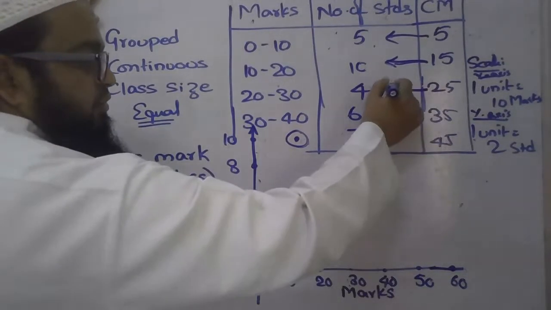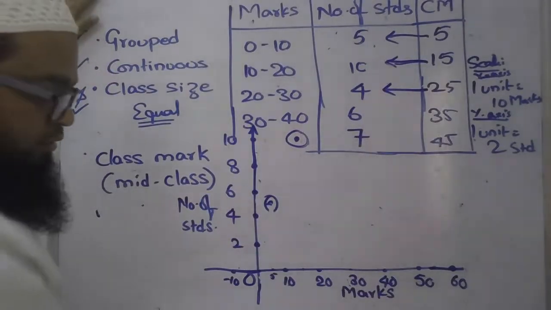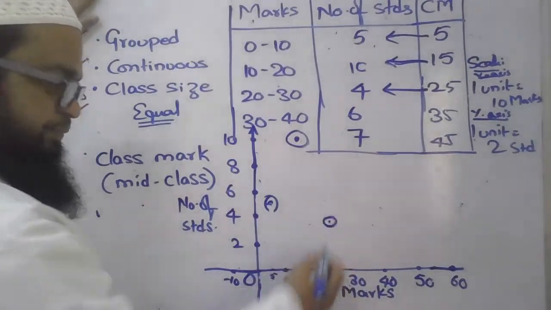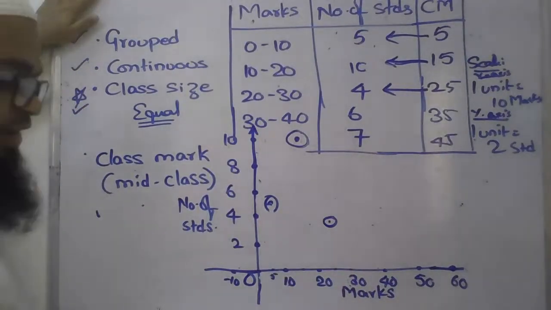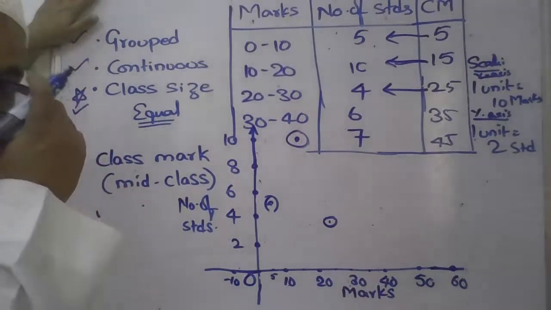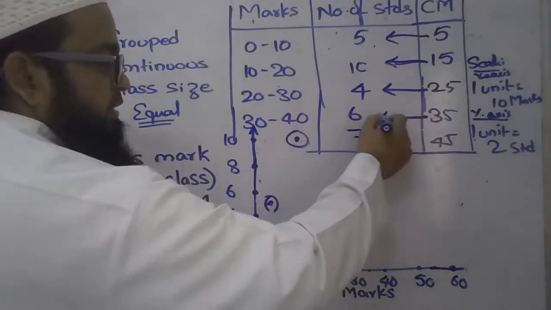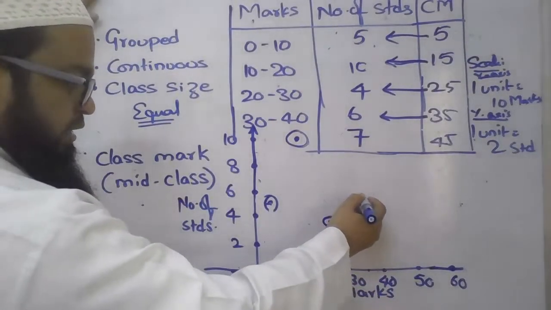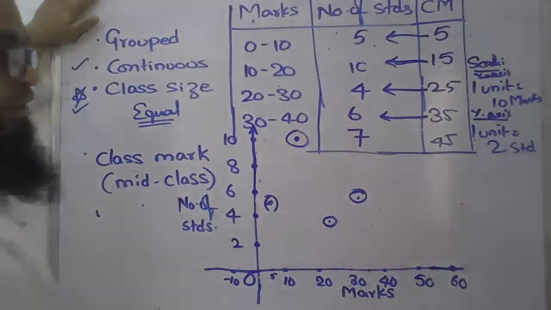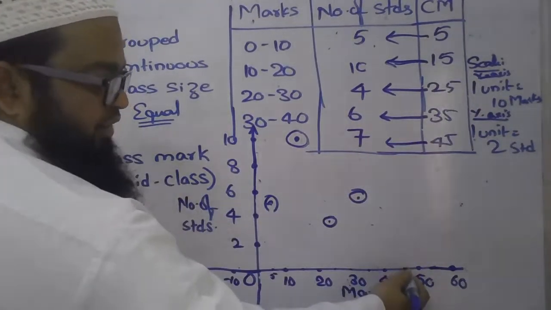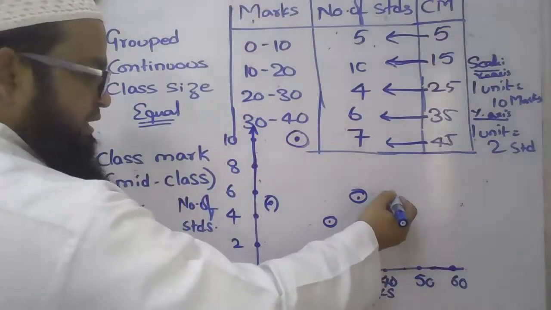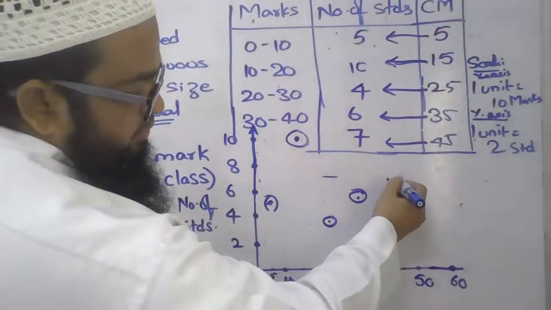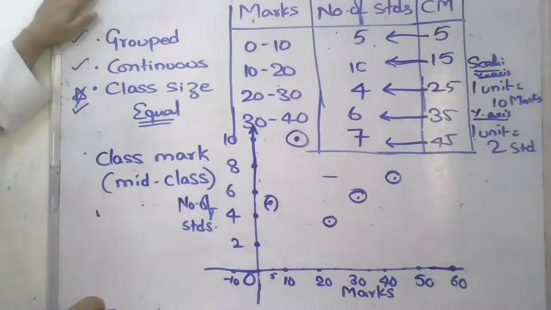And what is 25? For 25, it is 4. So where is 25? In between 20 and 30. 4 is somewhere over here. And 35 is in between 30 and 40. How many students? 35, it is 6 students. So you'll take 6 students, somewhere over here. After that, 45, it is 7. So 45 is in between 40 and 50, and 7 is somewhere over here. Okay, these are the points.